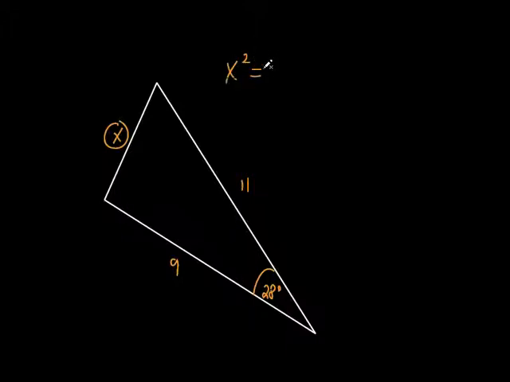X squared equals, and then the other two sides. It doesn't matter what order you do that, but 9 squared plus 11 squared. Now what's the rest of it? Minus what? 2, and then times AB, right? What's my AB? It's these two numbers right here, okay? So these two are always these two right here. Got it? So that's a 9 and that's an 11. And then it's always the cosine of the angle that's opposite this side, which is 28 degrees.